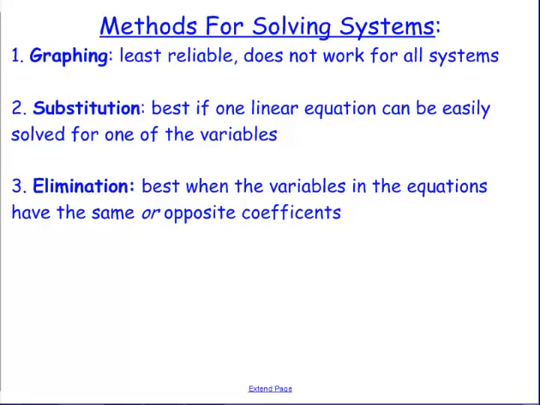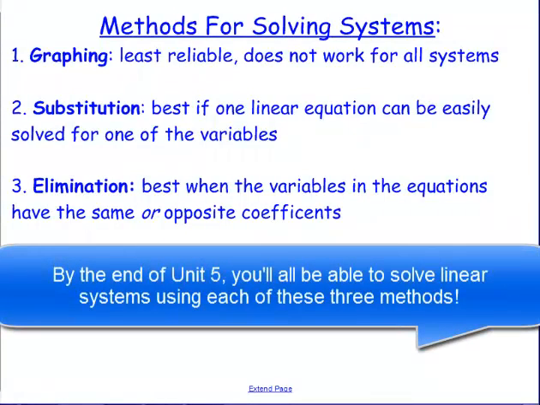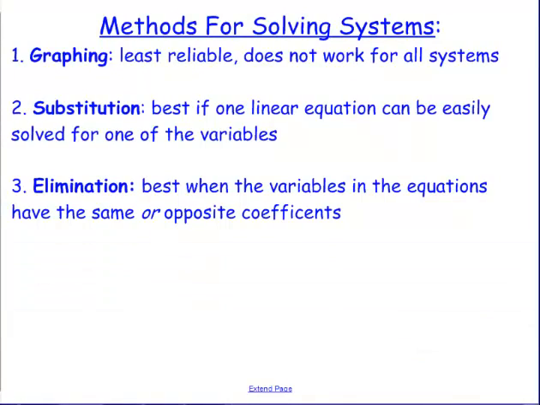If you think about it and you think about what solutions are possible, I think you could come up with why graphing is a little bit difficult. Substitution is a little bit like it sounds. It's best if one linear equation can be easily solved for one of the variables. If we can solve for that variable and substitute it into the other equation, we can solve from there. And then elimination actually works where we do eliminate one or the other variable. And you'll see what that means here in a week or 2.